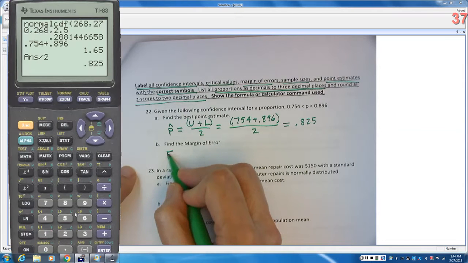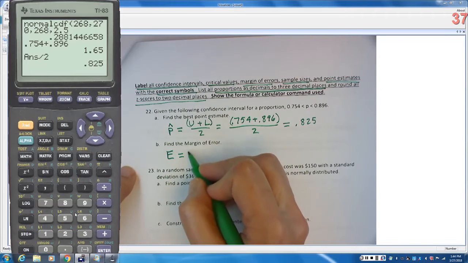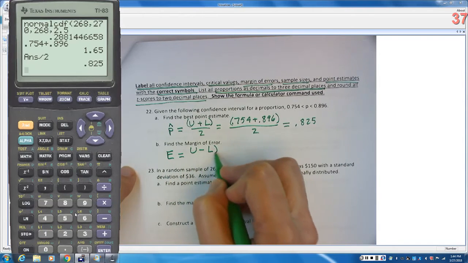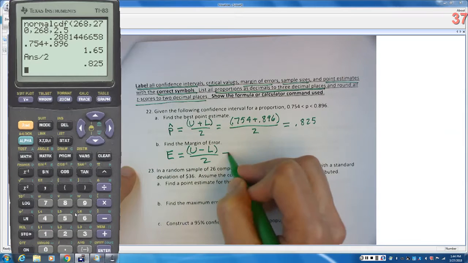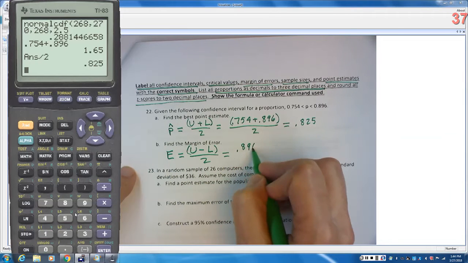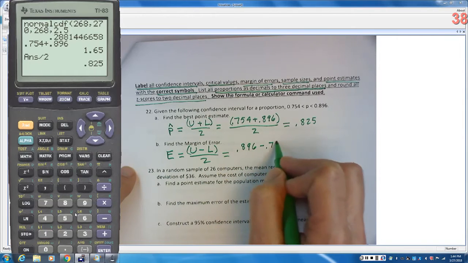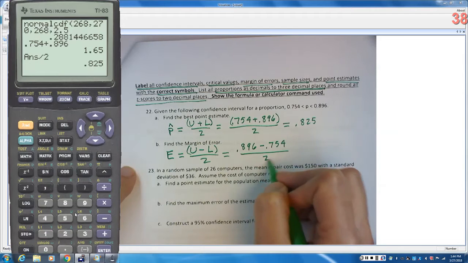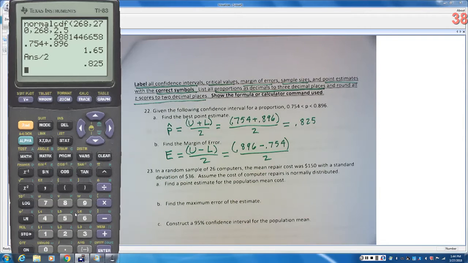Margin of error, the symbol is capital E. That's going to be your upper minus your lower divided by 2. 0.896 minus 0.754, and then we're going to divide by 2. That gives 0.071.